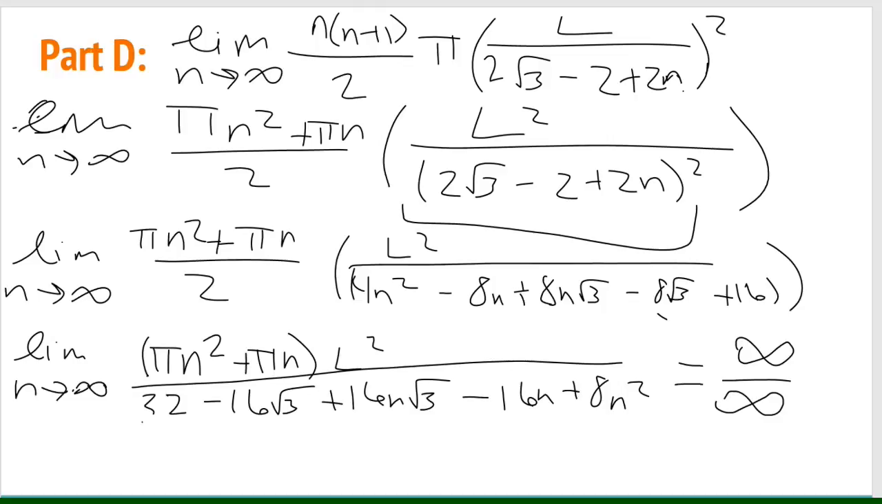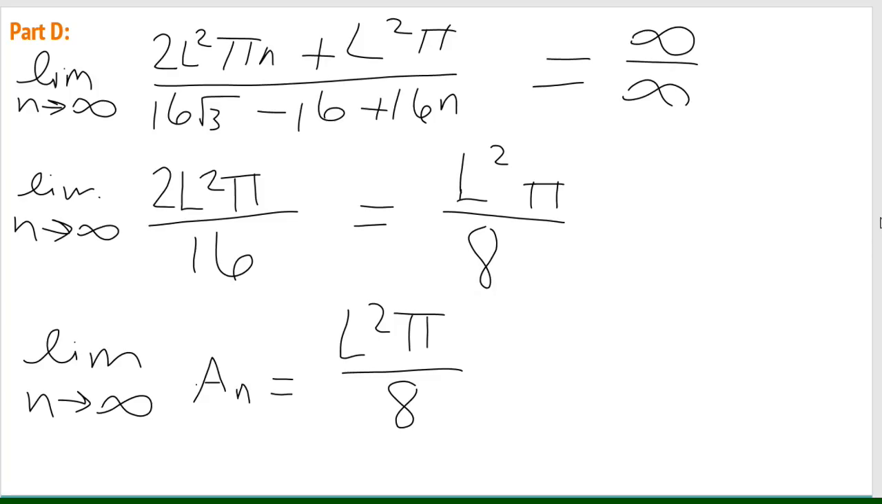If we take the limit of this, we can see that the result will be an indeterminate form of infinity over infinity. In order to find the actual limit, we can use L'Hopital's rule. After applying L'Hopital's rule, we will have the limit as n approaches infinity of 2 L squared pi n plus L squared pi over 16 root 3 minus 16 plus 16n.